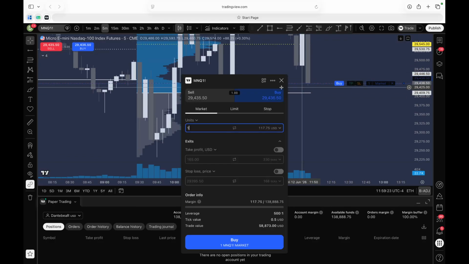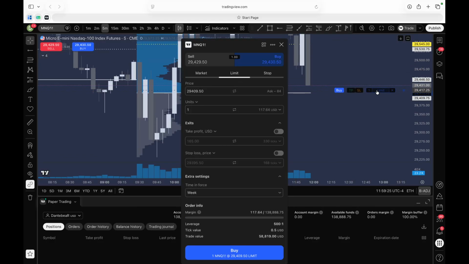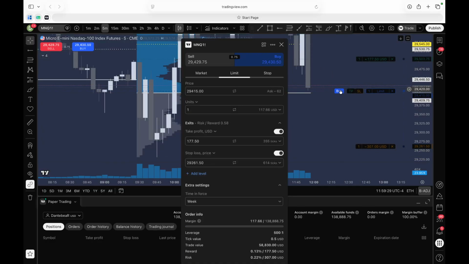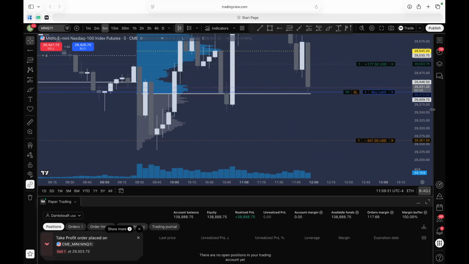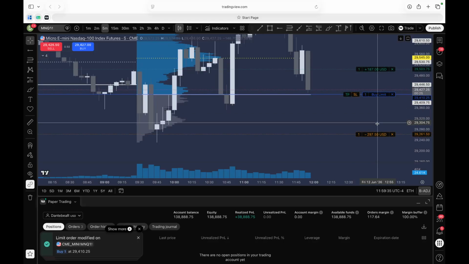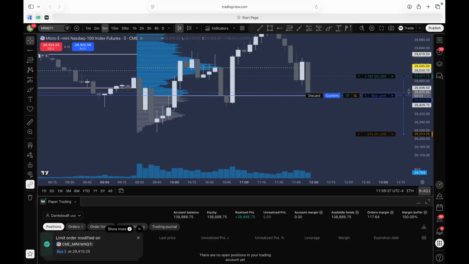Like, I'll even just do this. I'll see if I can do it in time. Yeah, I'll see if it hits. So set a limit order right on there, and I'll just see if it plays out.